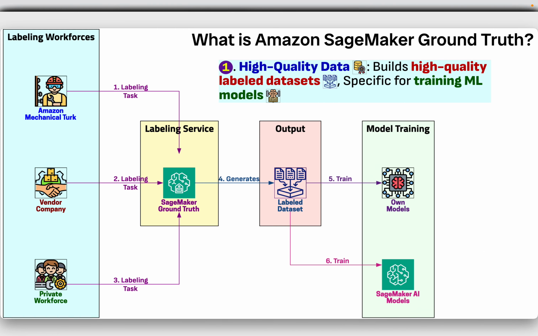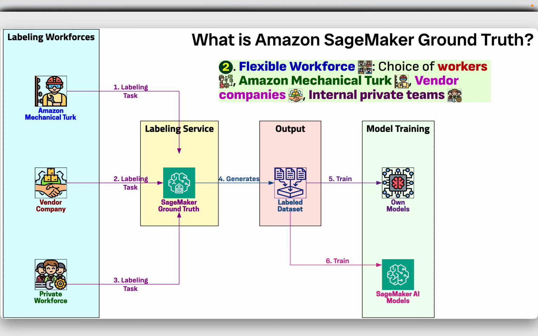To train a machine learning model, you need a lot of good data. Ground Truth helps you build high quality, labeled datasets specifically for training your models. You have choices on who does the work. You can use workers from Amazon Mechanical Turk, a vendor company that you pick, or your own internal private team.